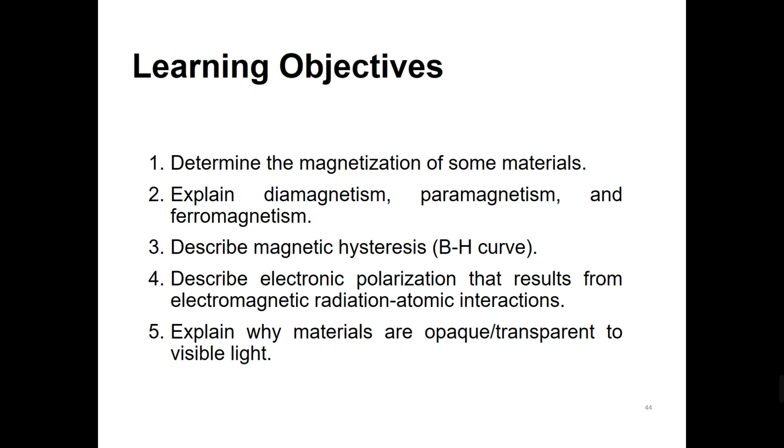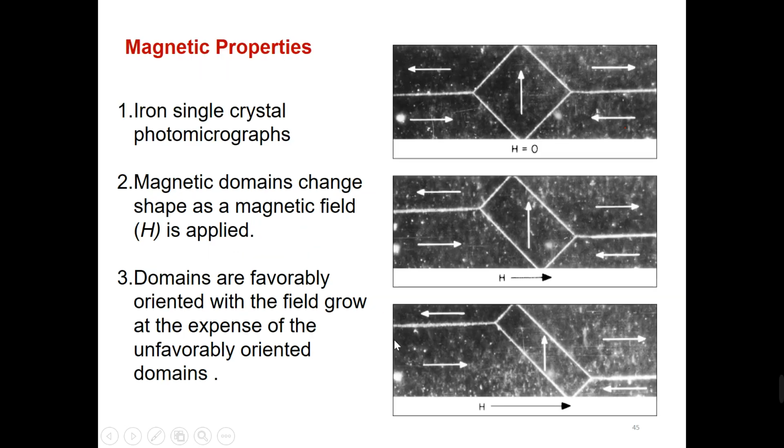So these are the learning objectives, right? Other than the magnetization of some materials, as well as the behaviors of the magnetic properties-based materials, we need to be able to describe magnetic hysteresis or BH curve, and the third part will be the optical properties of materials.